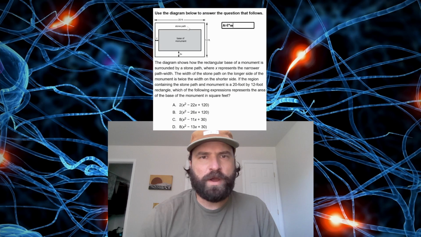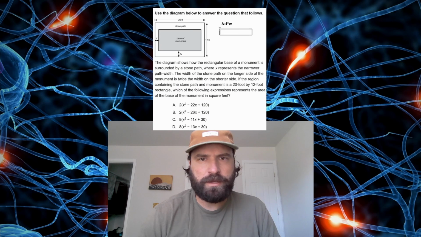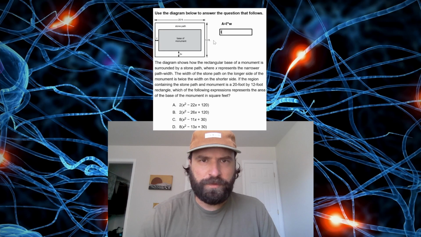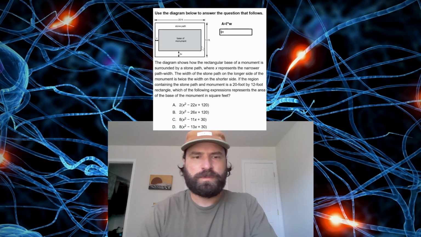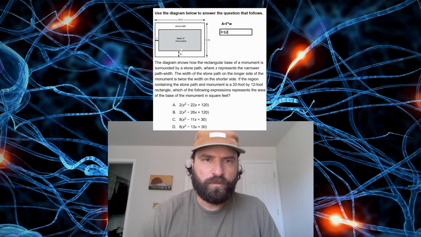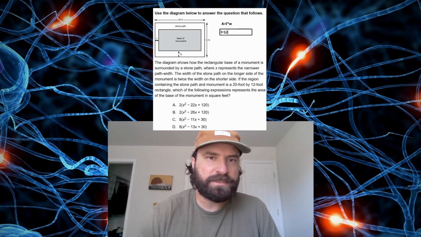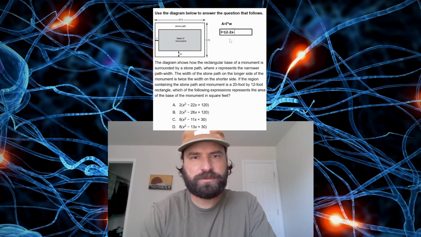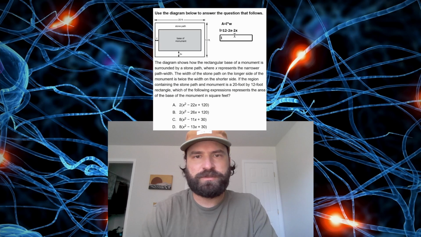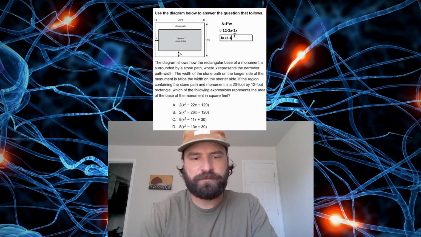Well, let's come up with some way that we can represent L and W. So we'll say L is the height of this rectangle. We know the whole thing is 12, but we only want the base of the monument. So we have to subtract the stone path. Well, there's a stone path on both sides of the monument, and the whole thing is 12, so we actually have to subtract 2x twice. So we got 12 minus 2x minus 2x. We can actually simplify that a little bit, combine those two 2x's and make it 12 minus 4x.